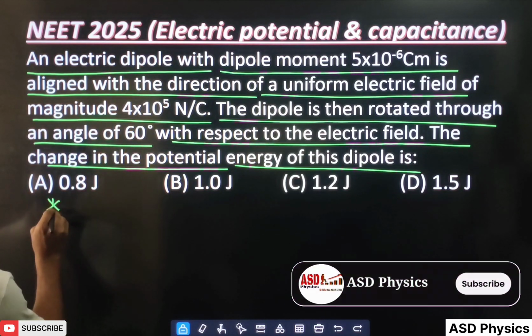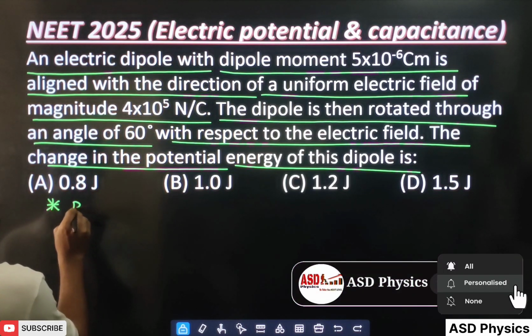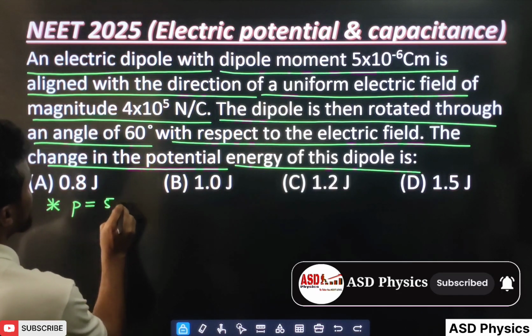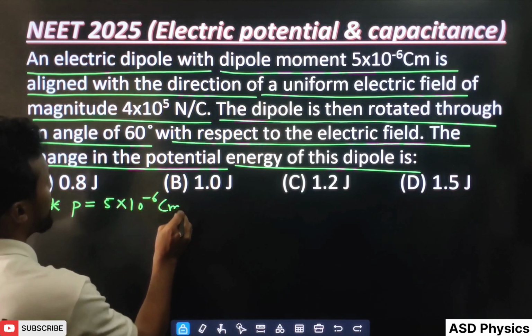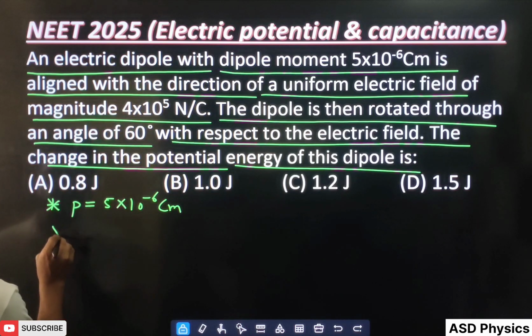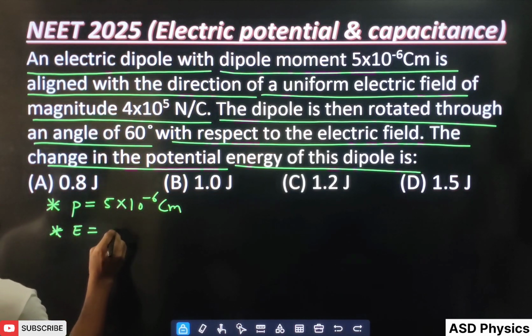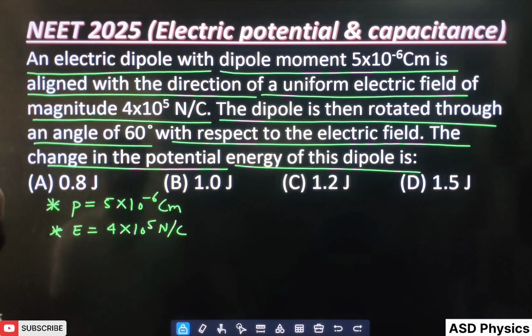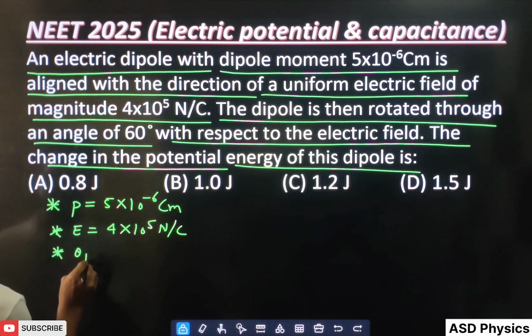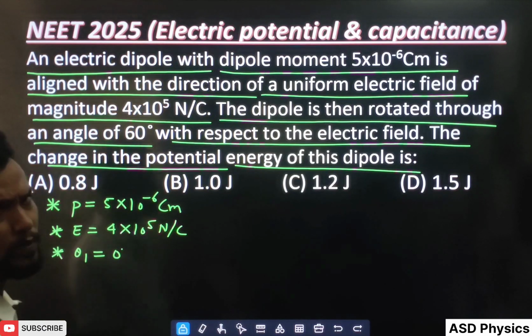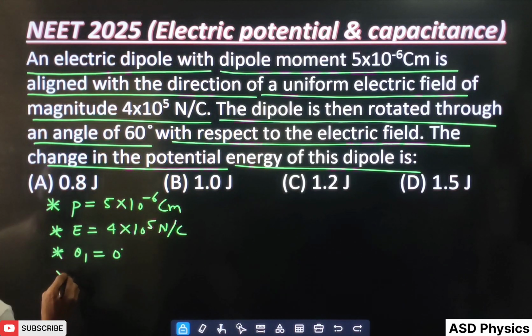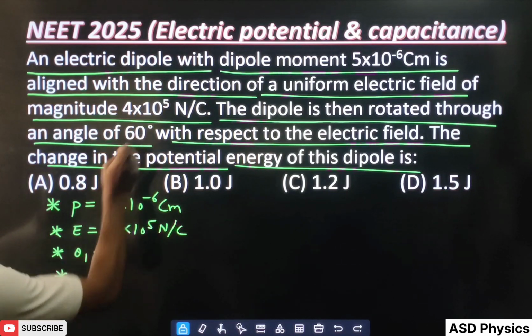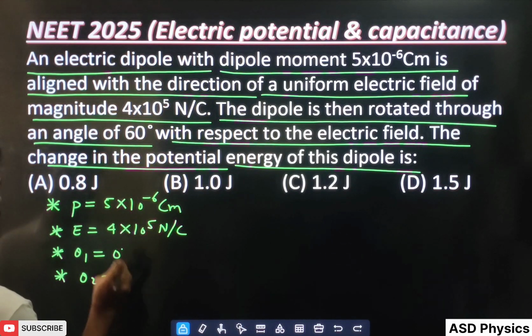So first let me note down the data. The dipole moment P is given as 5 into 10 to the power minus 6 coulomb meter. The electric field is given as 4 into 10 to the power 5 newton per coulomb. Initially they are telling that the dipole moment is in the same direction as the electric field, so theta 1 is 0. After that it is making an angle of 60 degrees, so theta 2 is 60 degrees. They are asking the difference in the energy, U2 minus U1.